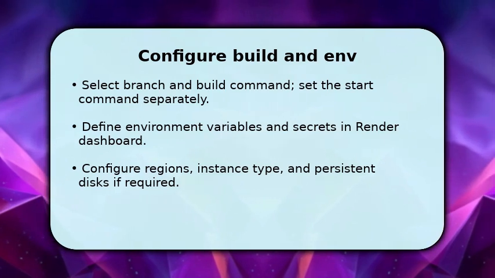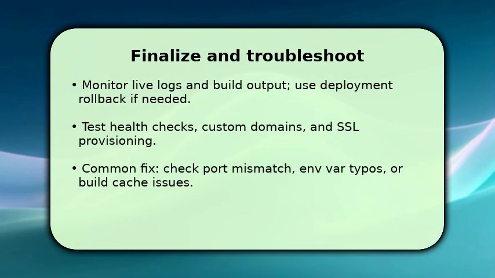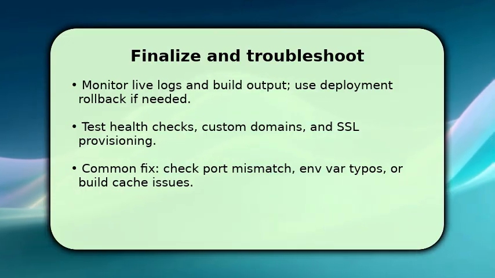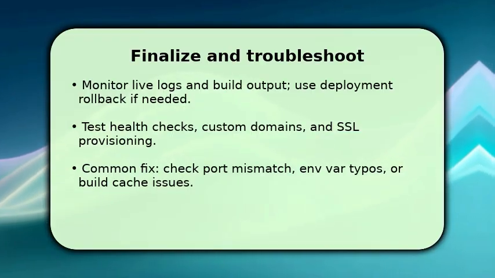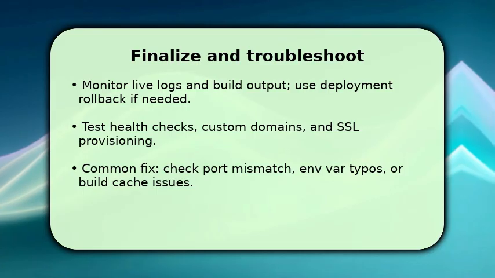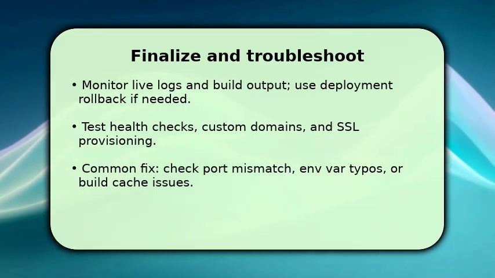Finally, trigger a manual deploy to validate. To finish, watch the build and runtime logs. They tell you why a deploy failed and where to act. Once the service is healthy, add a custom domain and enable automatic SSL. Make sure your DNS records point to Render's targets.